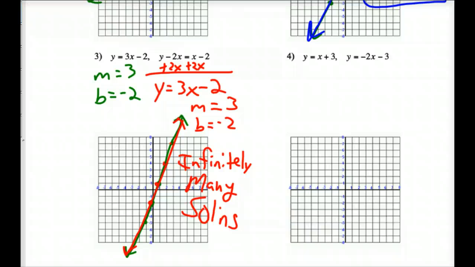All right, last one should be a layup. Both of them are in slope-intercept form. You guys are doing great. Give them graph.